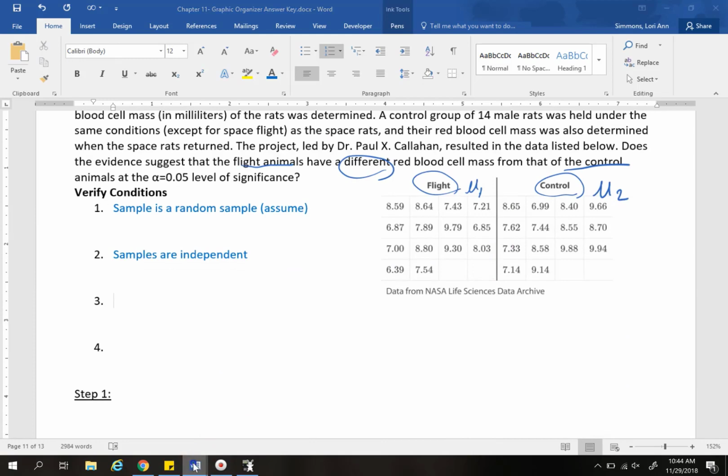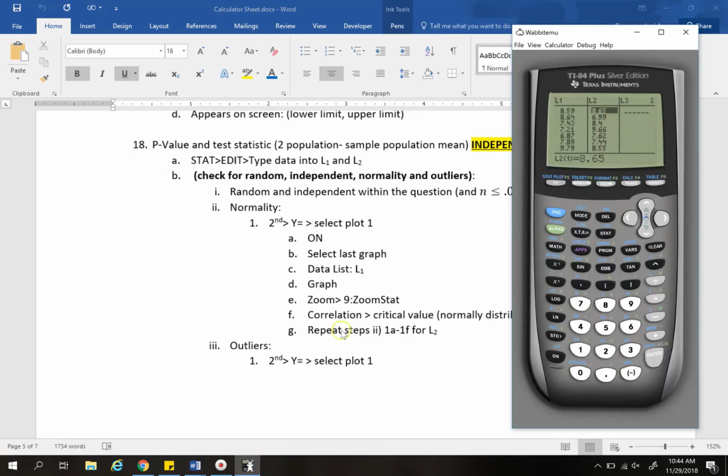Okay, so type that into your calculator. Again, we're checking for normality and outliers. So go to second, y equals, make sure it's on, select the last graph, data list L1, hit graph, then zoom number 9. So this looks pretty straight, so we can say that that is normally distributed.